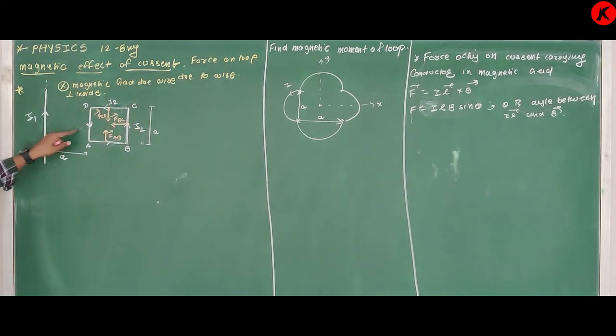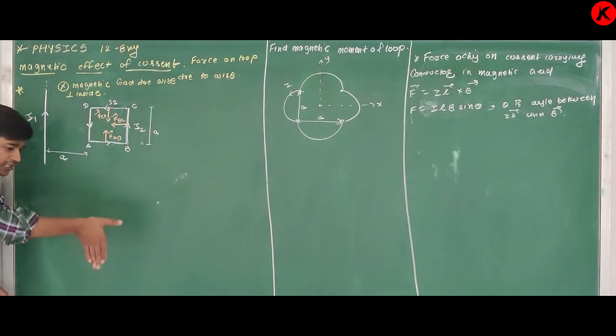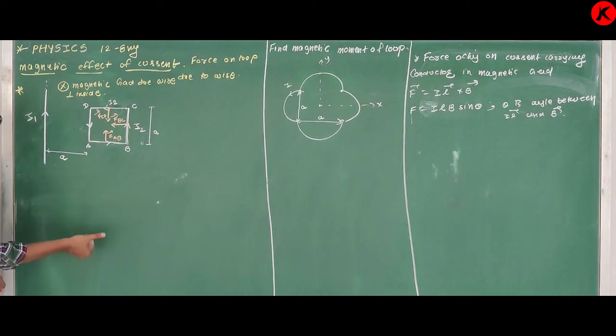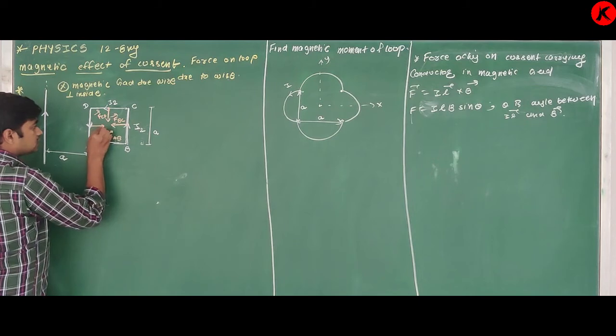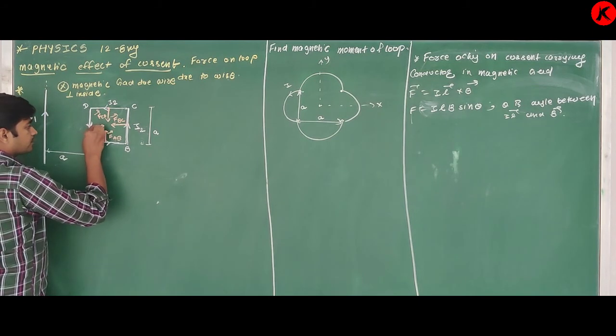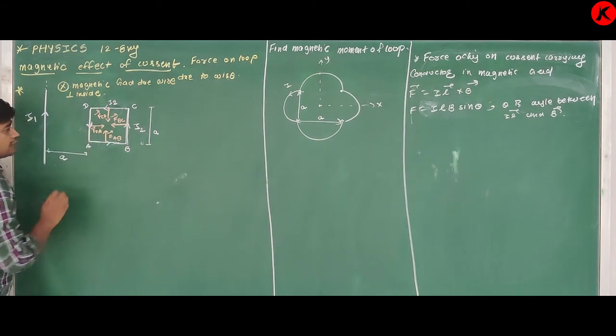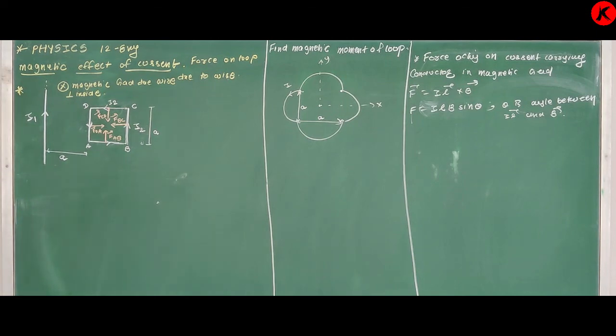Okay. Now on wire DA, current flowing is in downward direction. Magnetic field inside, so force acting on this, FDA, is in this direction. So first of all, identify the direction of forces on each and every element of the loop.